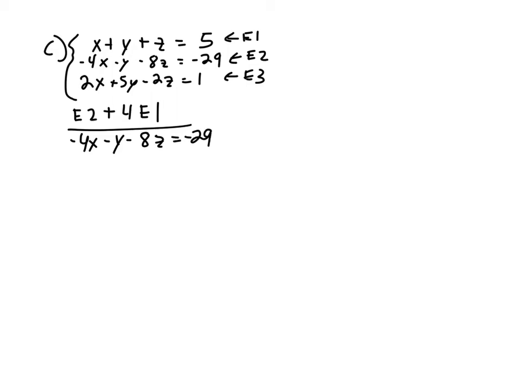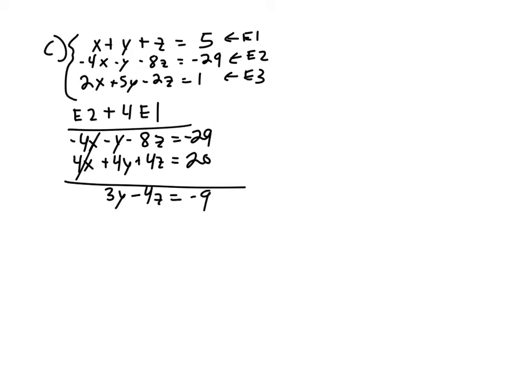Okay, and we're going to multiply 4 by everything in the first equation. So that would be 4x plus 4y plus 4z equals 5 times 4, which is 20. Okay, these cancel. Then you're left with 3y and, let's see, minus 4z. And that equals negative 9.